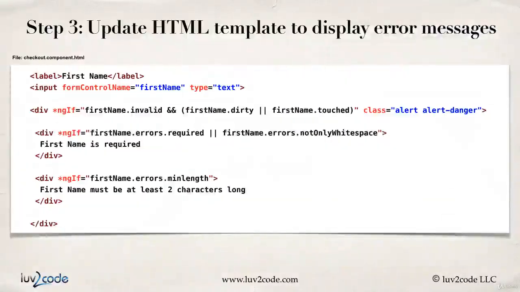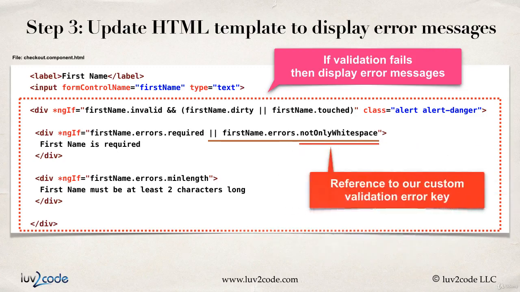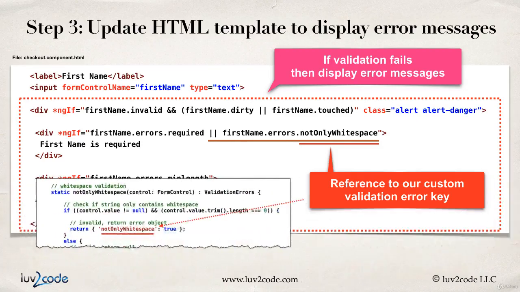Alrighty, in step 3, we're going to update the HTML template to display the error messages. So this is the code we've seen before. If validation fails, then display the error messages. We have a new entry here. We say or firstName.errors.notOnlyWhiteSpace. So this is a reference to our custom validation error key from the previous steps. If you remember in the code here, we said, hey, it's invalid. We're going to return notOnlyWhiteSpace: true. So that's the actual link between the reference here in the template and the actual key.